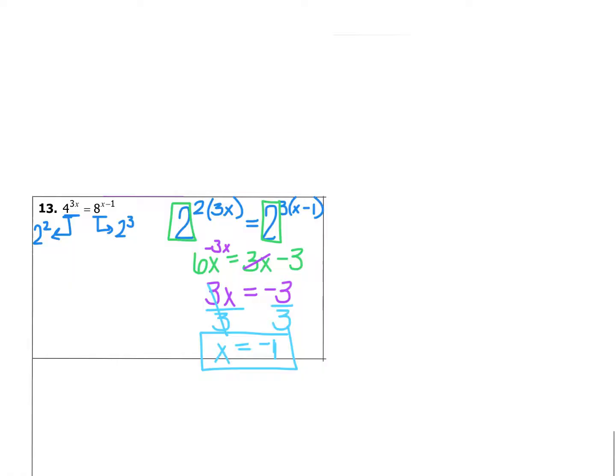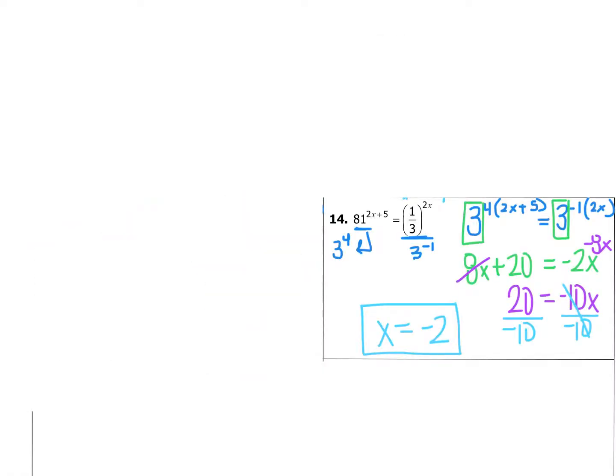So again, 4 and 8. How can I rewrite those equations so that they both have the same base? So 4 is the same as 2 to the power of 2. 8 is 2 to the third. So 2 to the power of 2, and then I also have that 3x in the exponent, so that gives me 6x. And 2 to the third, and then x minus 1. Also, when I distribute that 3, I end up with 3x minus 3. Solving a basic equation, I end up with x equals negative 1.